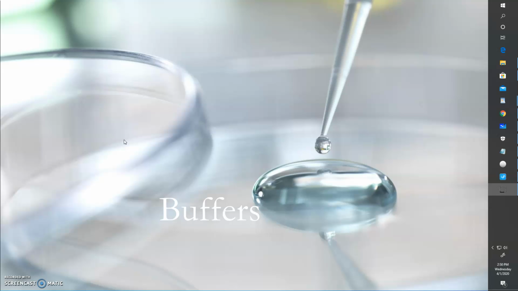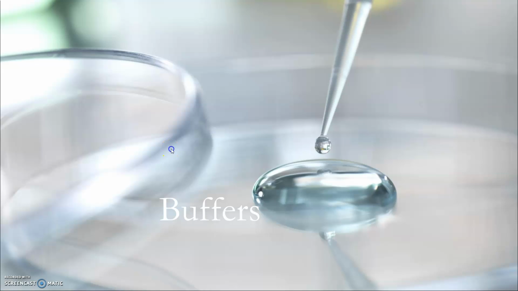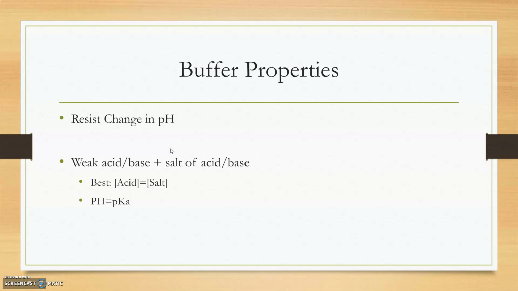Buffers and what they are. All right, it'll be fun times today. Buffers, what are they? They resist changes in pH, and to make a buffer you're going to take a weak acid or a weak base, and then combine that with the salt of the acid or the salt of the base. So if you have a weak acid, you would combine it with the salt of the acid. If you have a weak base, you would combine it with the salt of the base. And I'll pull up the whiteboard here in a minute so you can see what I'm talking about.